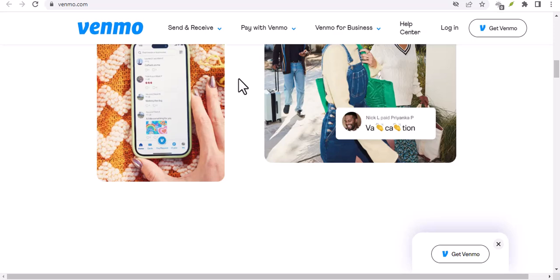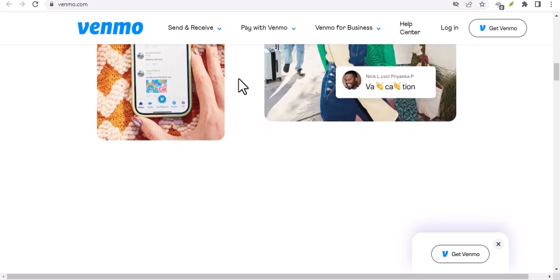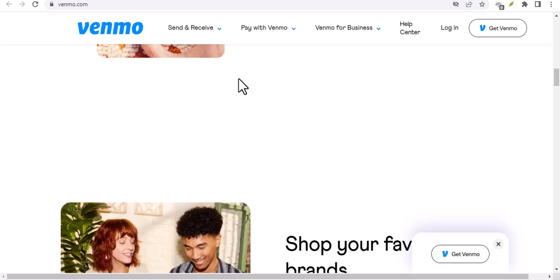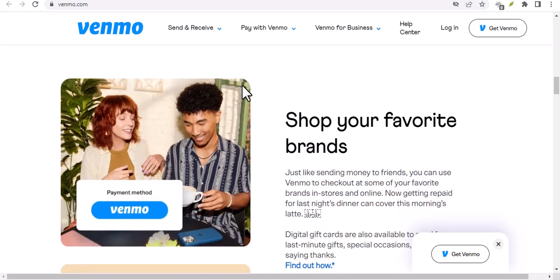Disputed transactions. In cases where there's a dispute between you and the recipient about the payment, you can initiate a dispute through Venmo. This process involves providing evidence to support your claim. If Venmo finds in your favor, they may reverse the payment.